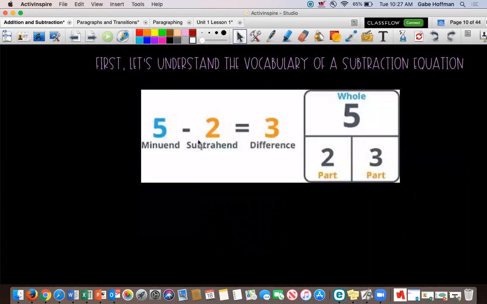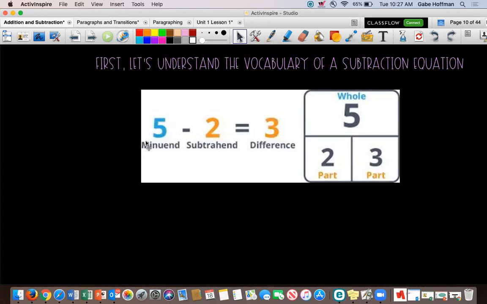These words you probably don't see that often, and they're really not as important, but minuend is the larger number in a subtraction problem, and subtrahend is the smaller one. I don't expect you to remember them. I do expect you to remember that when we're looking at subtraction, we're trying to find the difference between the 2 numbers. So in this, 5 is the whole, 2 and 3 are the 2 parts together that make 5, but 3 is the difference between the minuend and subtrahend.